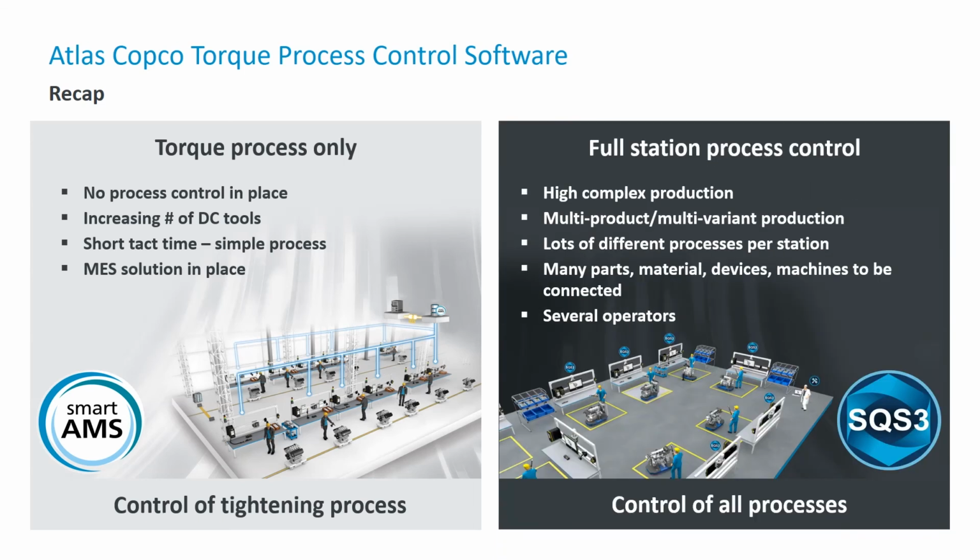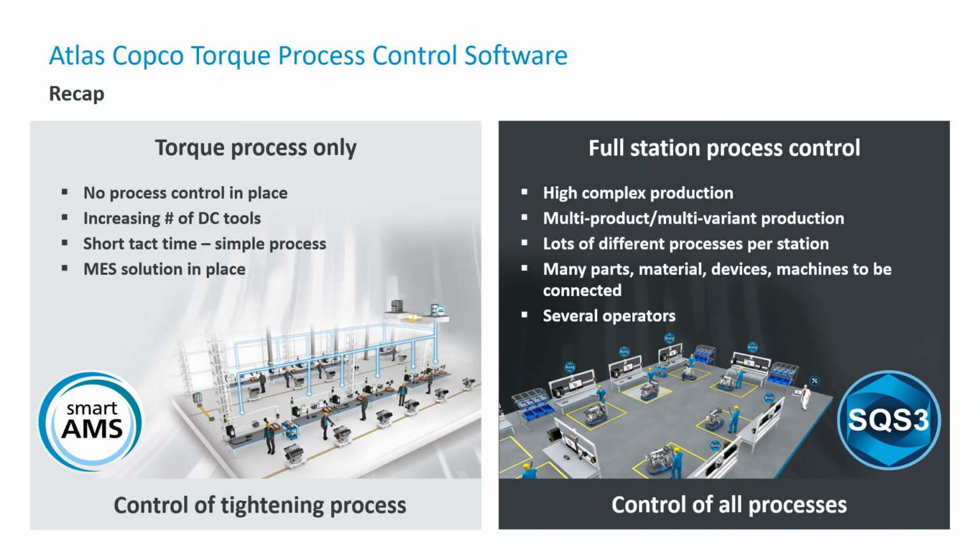Where SQS is a full station process control. It's more for high complex production or that multi-product, multi-variant production, and has a lot of peripherals attached to the stations, such as pick-by-lights, fluid fill, leak tests, camera inspections, and tooling. We can also have several different operators maintained on this station.